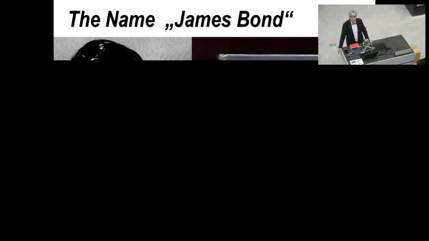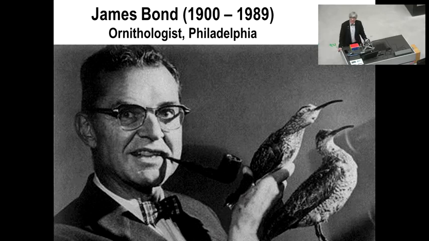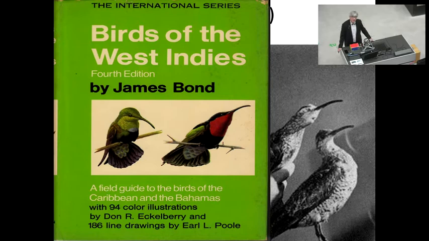You all know this. My name is Bond. James Bond. And you probably also know that James Bond is an ornithologist from Philadelphia. You think now probably this is a coincidence. No, this is not. You must know that Ian Fleming loved birds. He was very interested in birds, and he had very many books about birds. Among them was this book, written by James Bond, the ornithologist. And it's really the real story. Ian Fleming told reporters that he took the name from the ornithologist James Bond and used it for his spy.